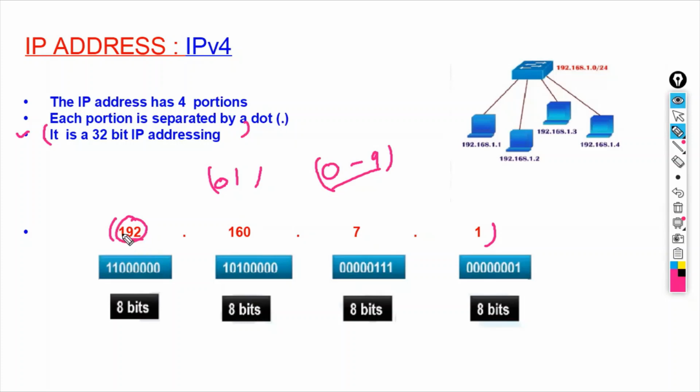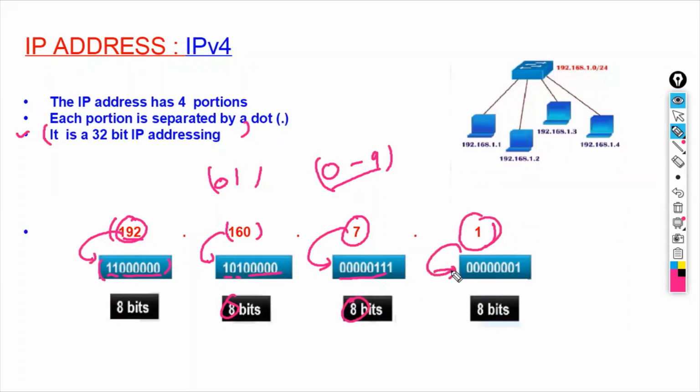So 192 will be converted to binary numbers, and it will be like 2 ones and 6 zeros. If you see, it is having 8 bits here. 160 will be converted to binary numbers, and the binary number of 160 will be 101 and 5 zeros, and it is having 8 bits. And 7 will be converted into binary numbers, and the binary number of 7 will be 5 zeros and 3 ones, and it is also having 8 bits.